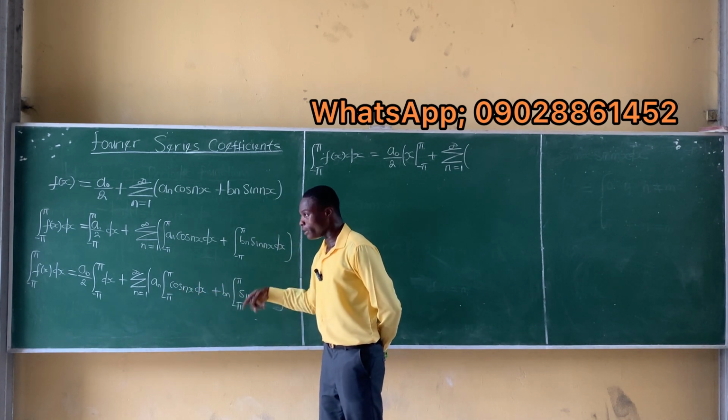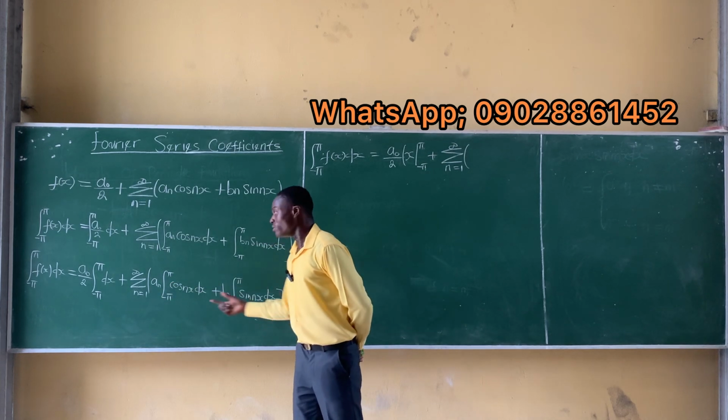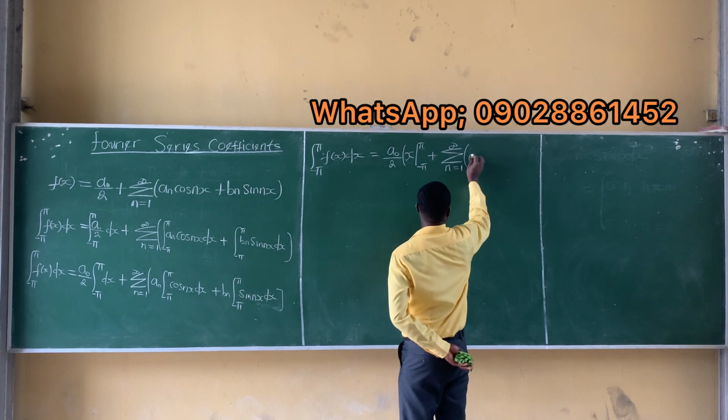So 0 times b sub n is 0. 0 times a sub n is 0. 0 plus 0 is 0. 0 times the summation is still 0. So we are going to have 0 here.